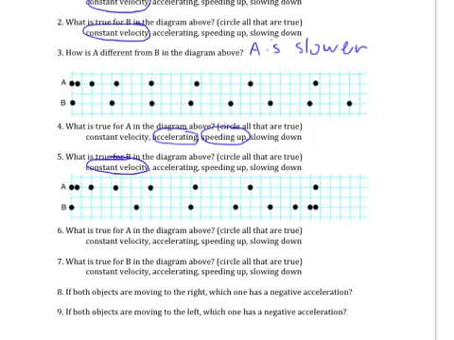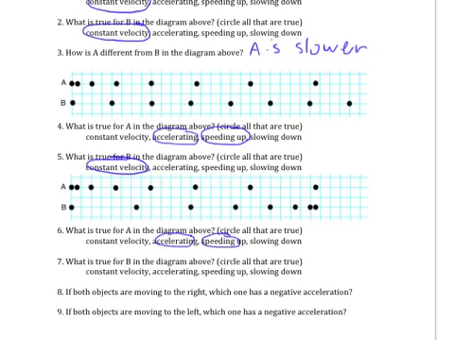Let's look at the next one. 6. What is true for A in the diagram above? Let's see, so A is the same A. It starts off making small distances, and each distance gets bigger and bigger, meaning the velocity is getting a greater and greater magnitude, and that magnitude is being gained in the positive direction. So it is accelerating, and it is speeding up.